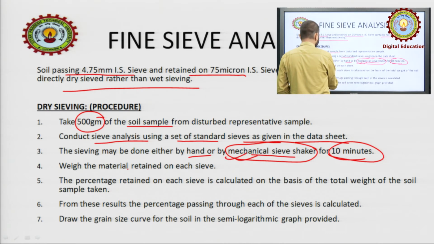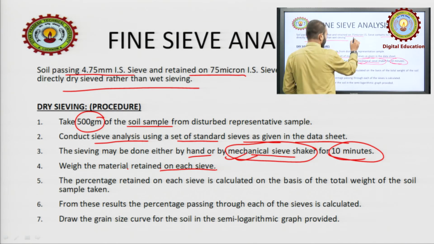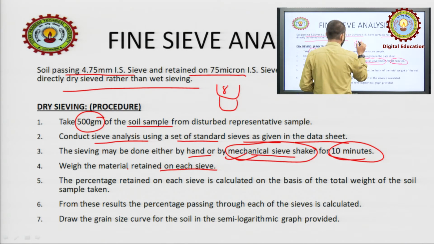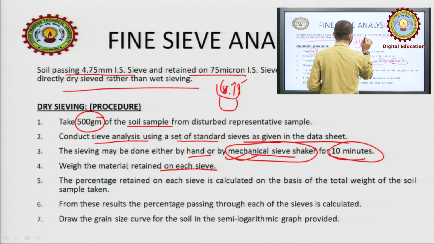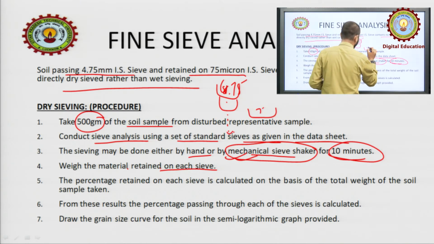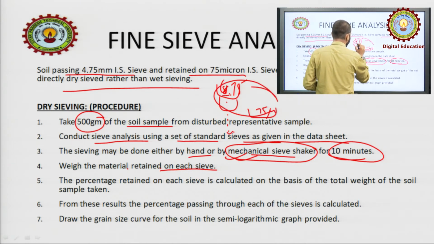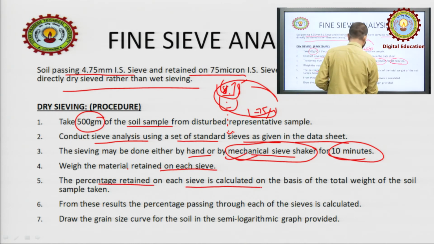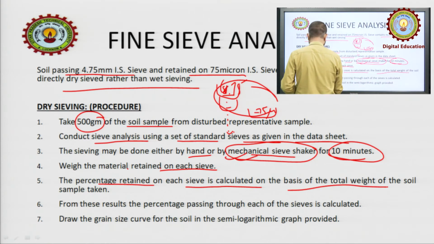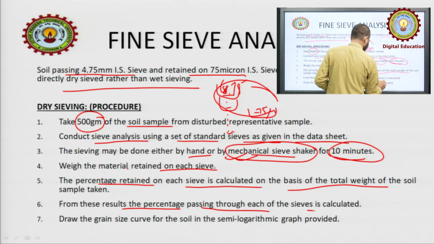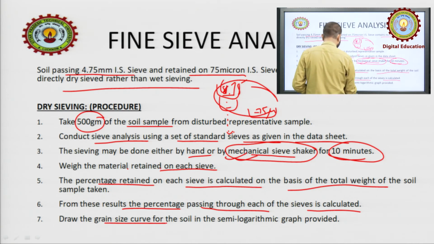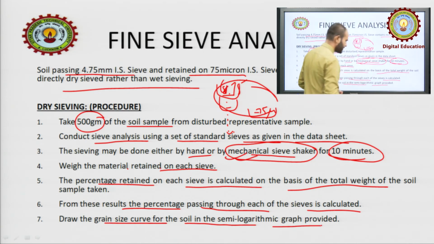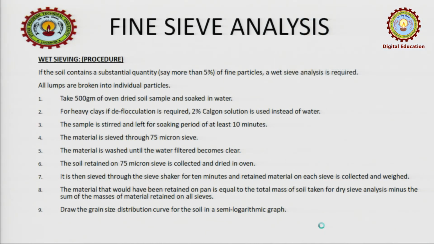Weigh the material retained on each sieve, again the same process. In this case obviously it is fine, so it will start from 4.75, then go down, and the last will obviously be the 75 micron. In each pan, we have to weigh how much is retained. Then percentage retained on each sieve is calculated on the basis of total weight. From these results, percentage passing through each is calculated. Then the grain size curve is drawn on a semi logarithmic graph.